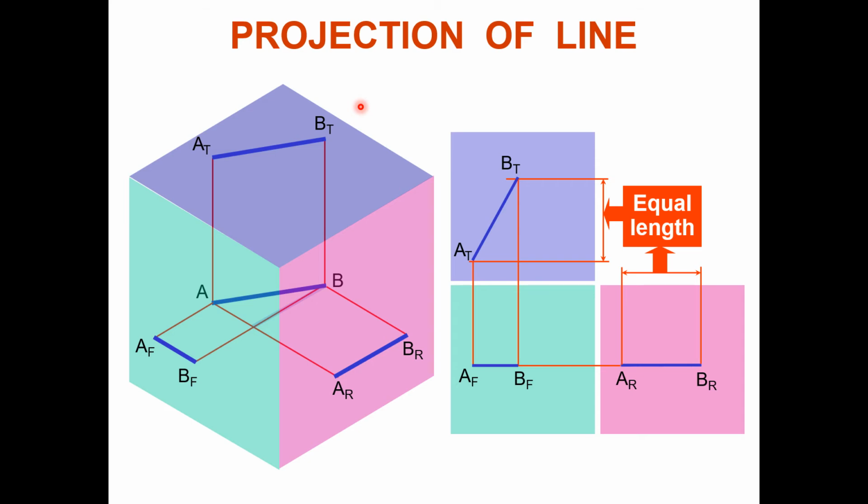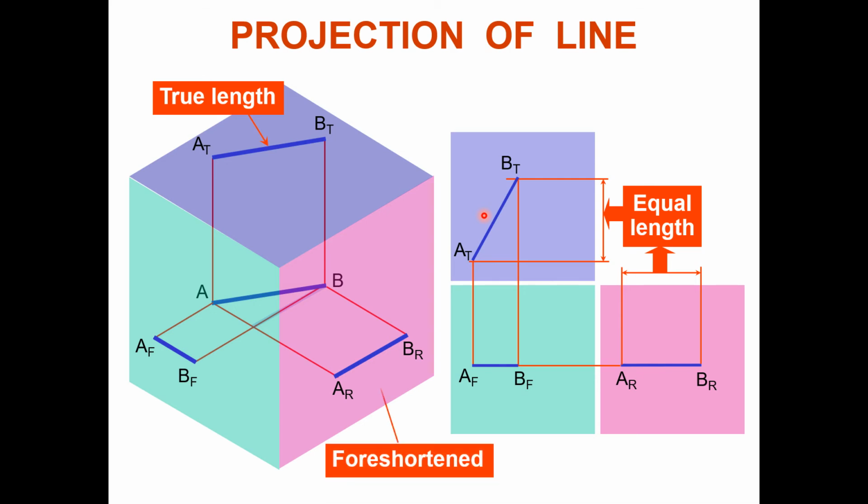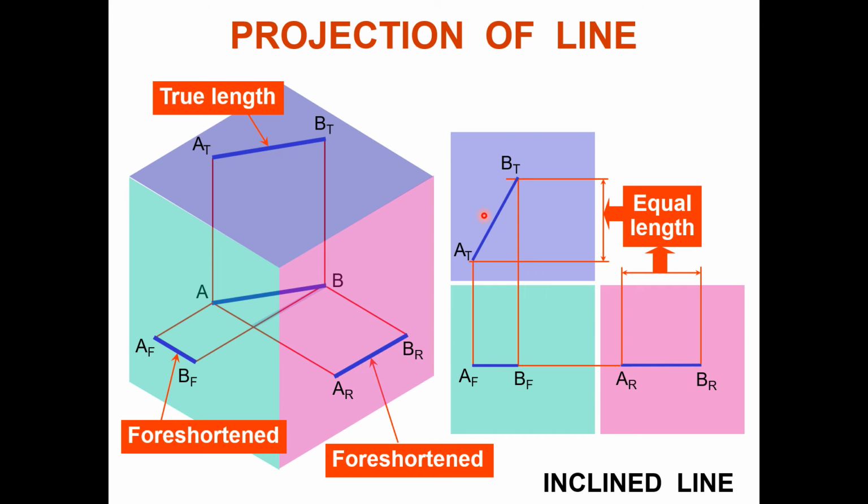So now if you want to measure the exact length of the inclined line, you can see in this front view that the length is shortened, and in the right side view again the length is larger but not much, but in this top view you will get the exact length, the true length. Foreshortened means small, shortened line. That is the inclined line.